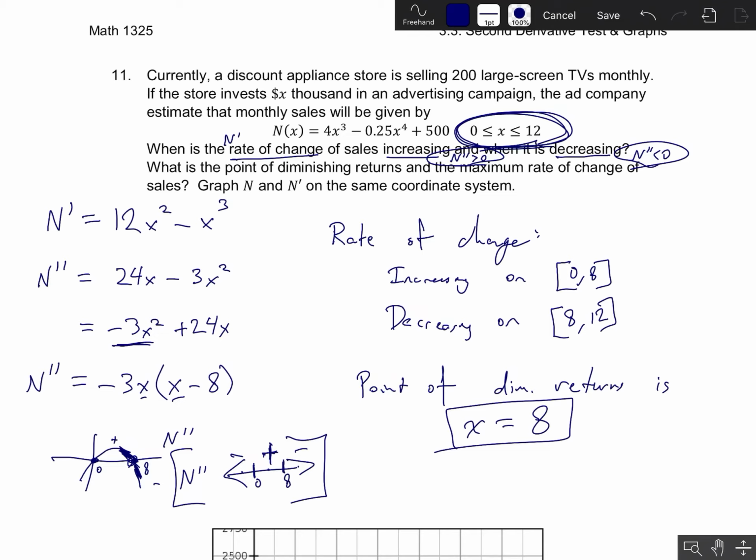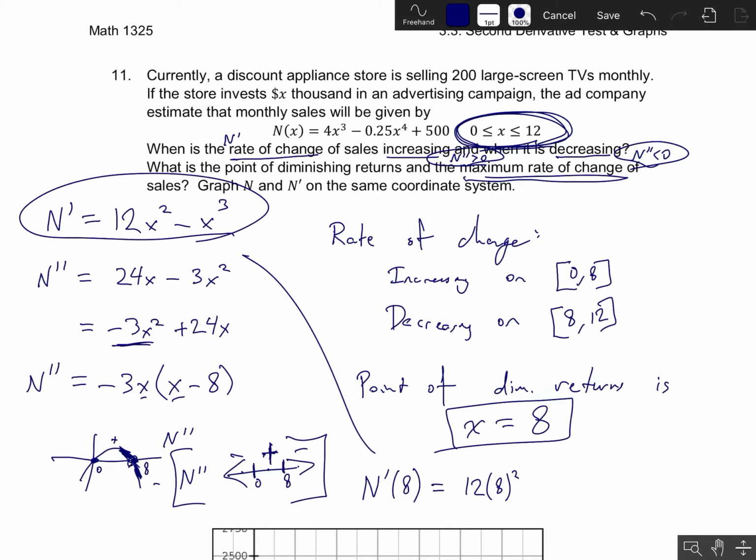And remember that the point of diminishing returns is also where the maximum rate of change happens. So if you wanted to know the maximum rate of change, you can take that point of diminishing returns and plug it into the rate of change. So in other words, I can plug this x equals 8 into n prime, the rate of change, to get the maximum rate of change. So if I take n prime and evaluate it at 8, that will be 12 times 8 squared minus 8 cubed. And this ends up being 256.